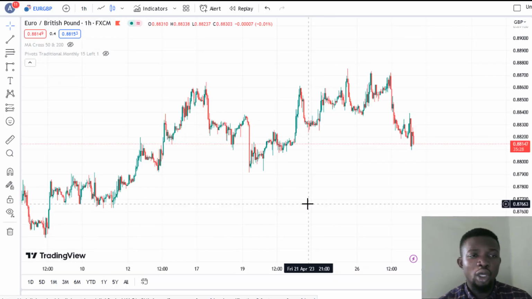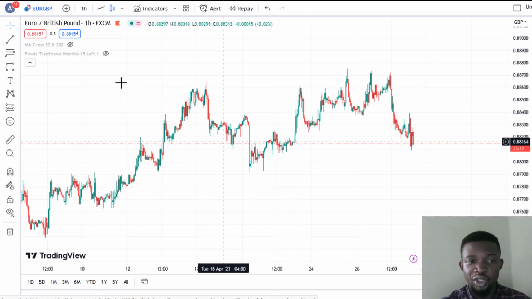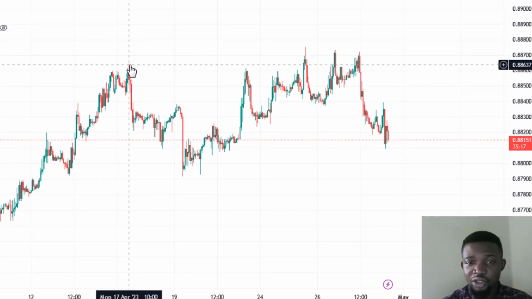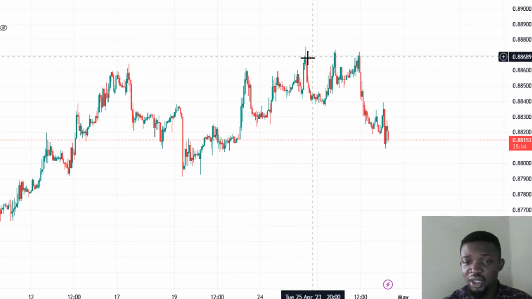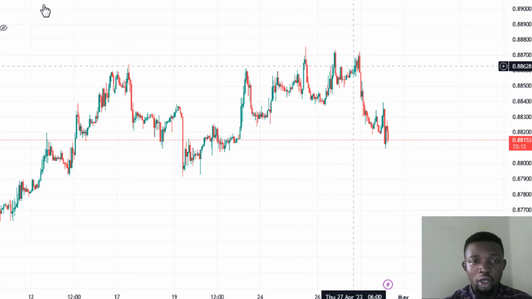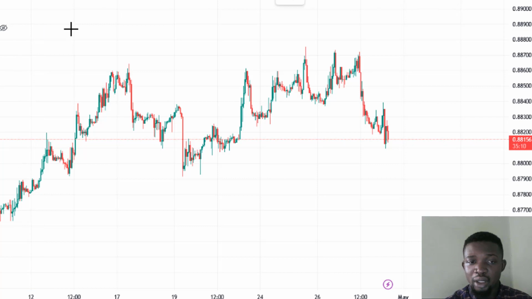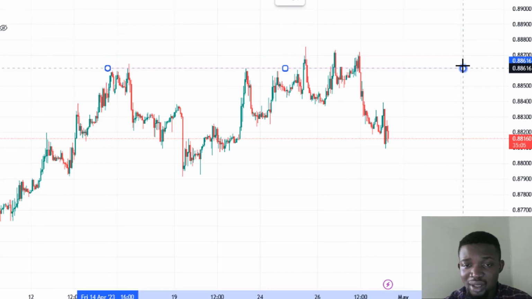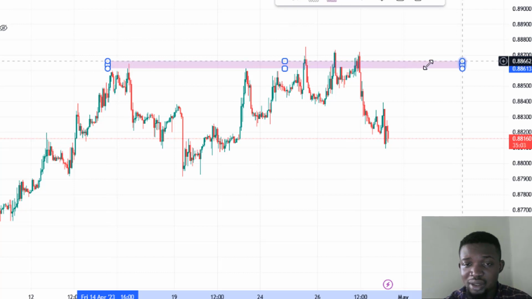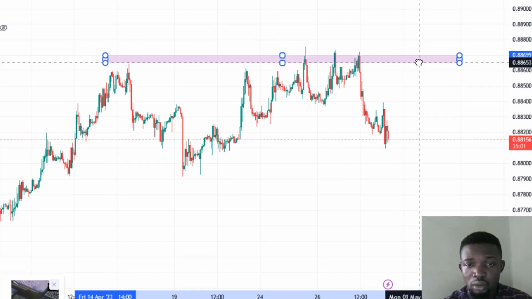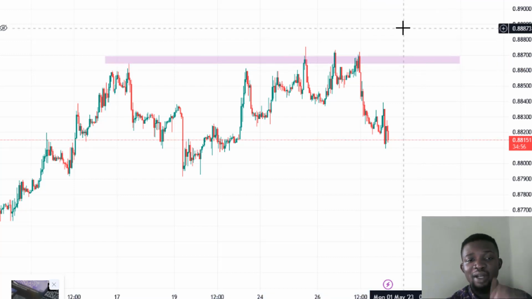I'll be using Euro GBP for my last example, showing you how I draw my support and resistance. Again, my first rule says multiple rejections. So you realize I have a rejection here, rejection here, rejection here, rejections here also, and that is going to make that area my resistance. So I'm going to have my resistance. Good. So I have my resistance there.